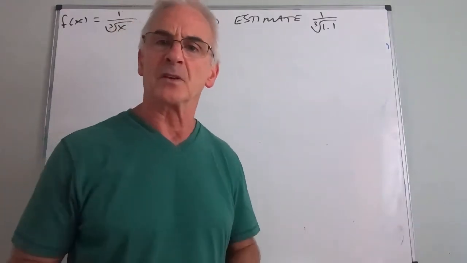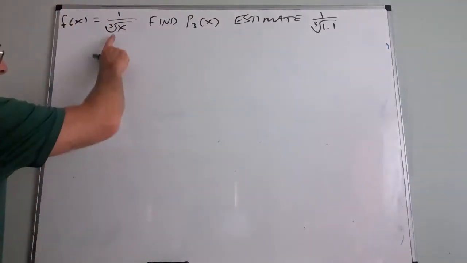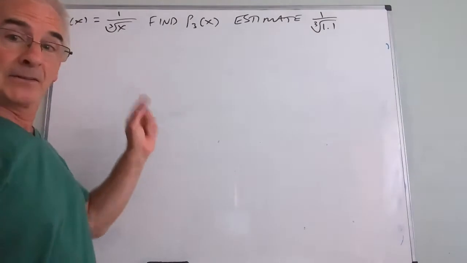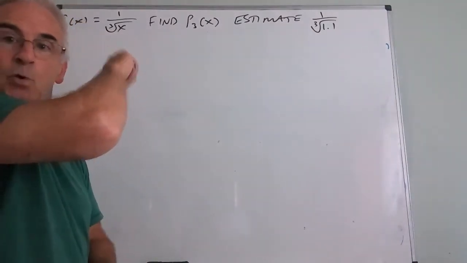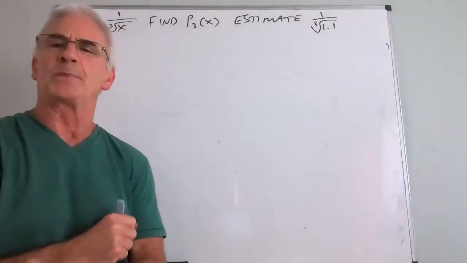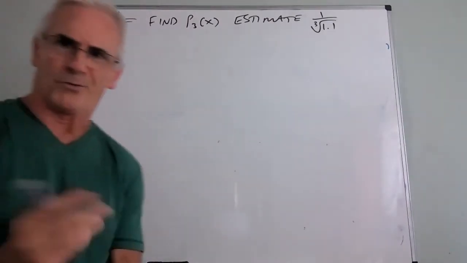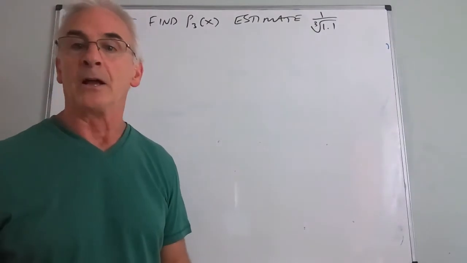Now, the thing is, what should I expand this about? Because I can't expand it about 0. This is not analytic at 0. Obviously, I can't evaluate this or any of its derivatives at 0. So what would be a really good number to use instead of 0? 1. Yeah, cube root of 1. I mean, yeah, 1 is the no-brainer.